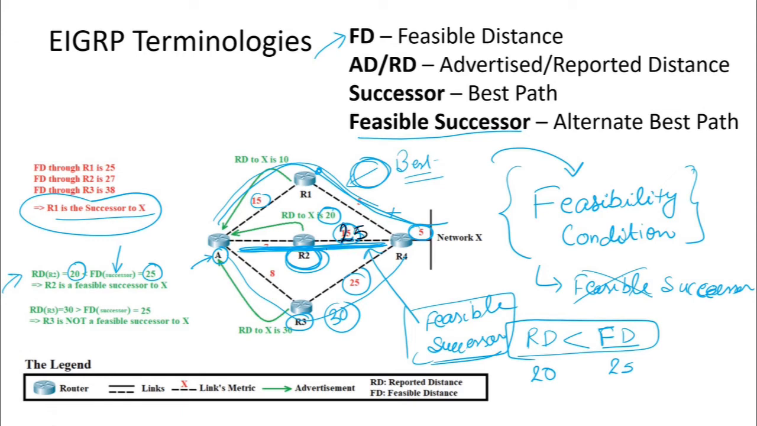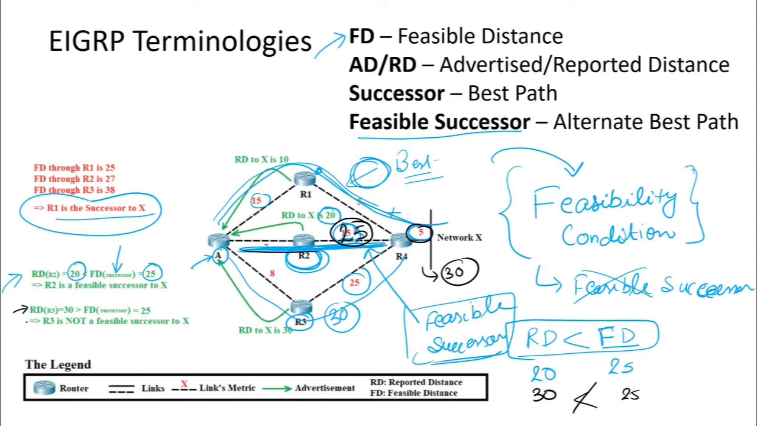If this value is 25, what will be the reported distance? That will be 25 plus 5, that is 30. It means that this time this value will be 30 and this will be 25. So is that less than? No, it is not. So in that case, the route via R2 will not be the feasible successor or the alternate best path. The same thing we are going to check for R3. Let's suppose it failed, right? We don't have any feasible successor via R2 because it is 25.